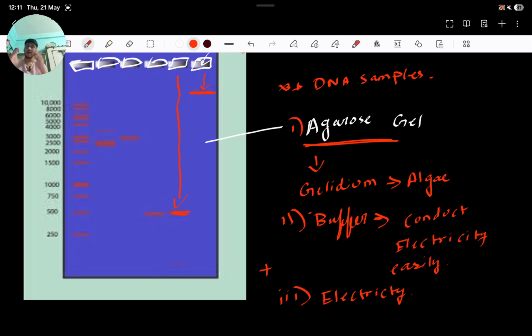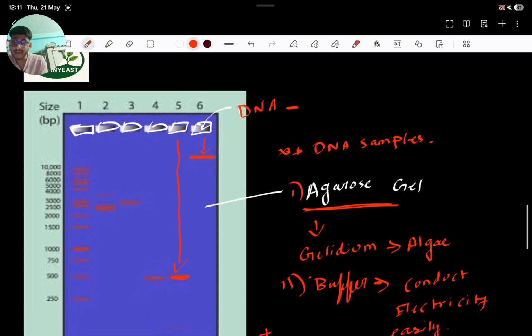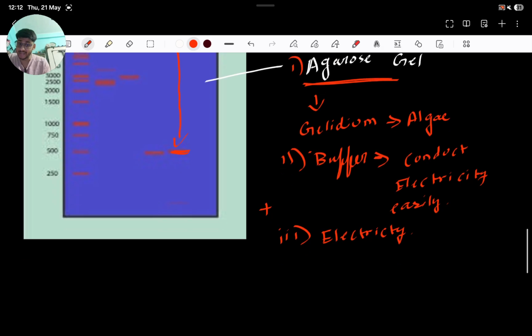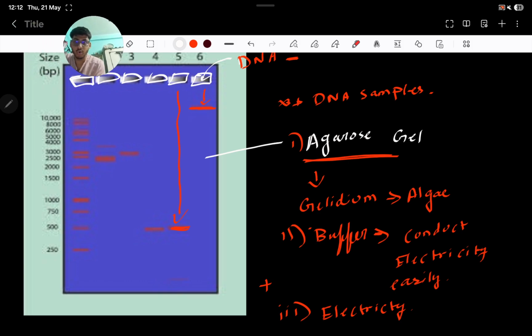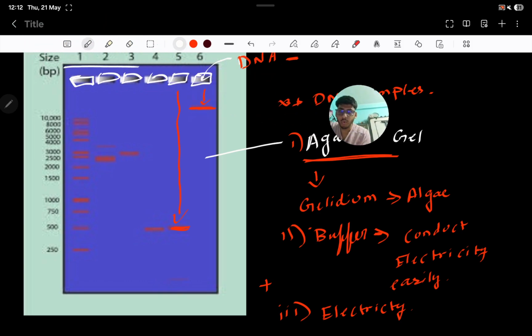So after we have inserted the DNA inside this gel, we will give electricity. We will run the gel. This process is known as the running of gel. After the running is over, we will again be keeping this whole gel. See, this whole blue portion is the agarose gel. Okay, it is a jelly-like structure.